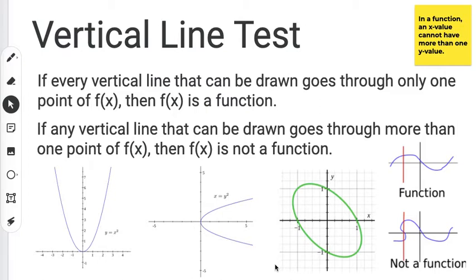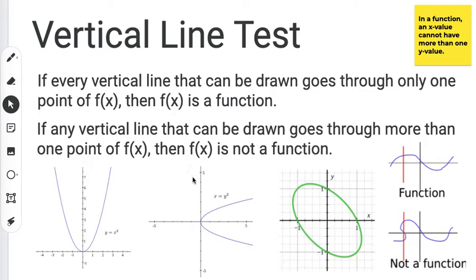So if you have an x value, it should be paired with one y value. But if it's paired with more than one y value, then that means that that input has more than one output. And that way it's not a function. So what the vertical line test says is that if you have a graph that looks like this, any vertical line that can be drawn that goes through only one point of f of x, then f of x must be a function. And if any vertical line that can be drawn goes through more than one point, then f of x is not a function.